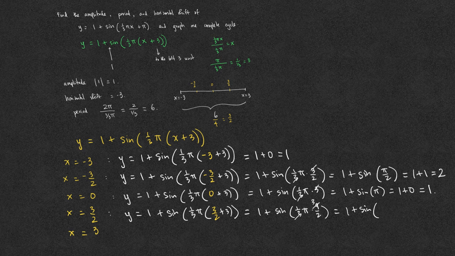And so inside of sine, it is now 3 pi over 2. And sine of 3 pi over 2 is negative 1. And so 1 plus negative 1 is 0.